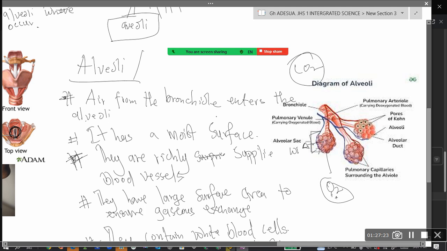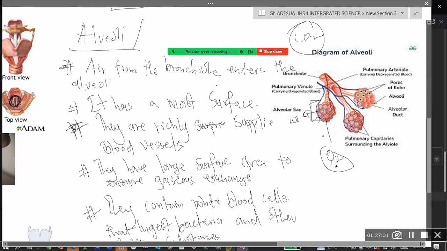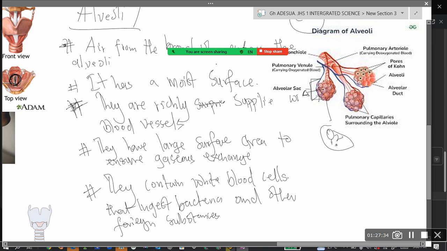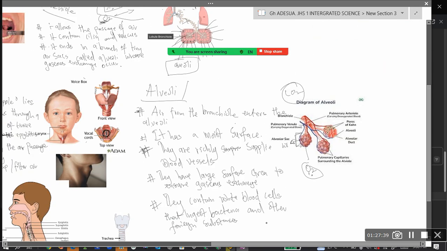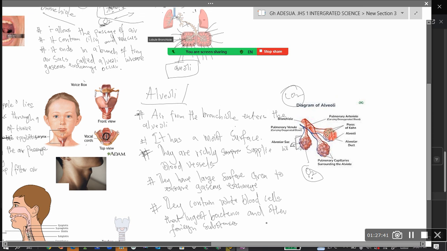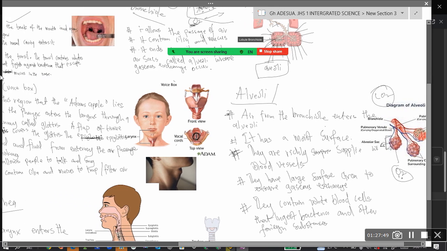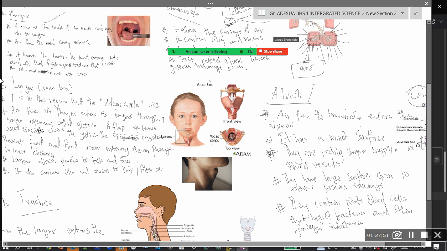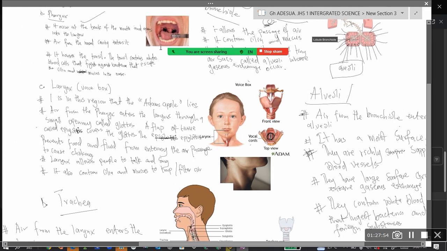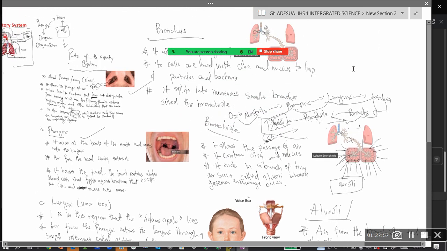Good. So they have a large surface area to ensure gaseous exchange, right? And since they are surrounded by blood, they contain white blood cells that ingest bacteria and other foreign substances. So that is the alveoli for you. It's a very nice story, the respiratory system. I always say when you are learning, see it as a story. The title of the story is oxygen going through the respiratory system. And how does it begin? It begins when it enters the nose, right?